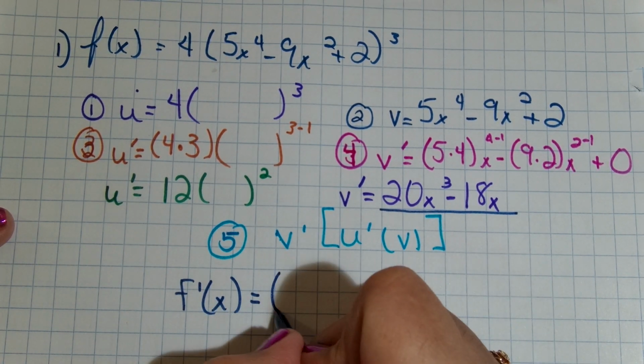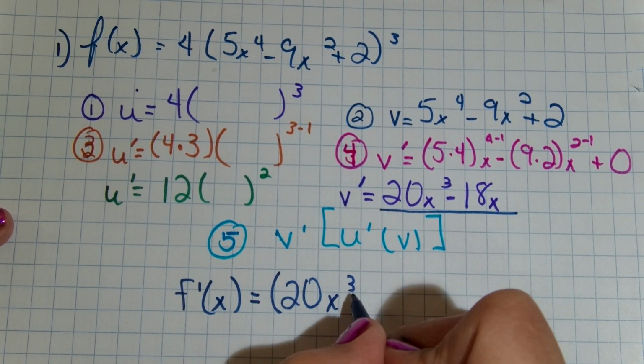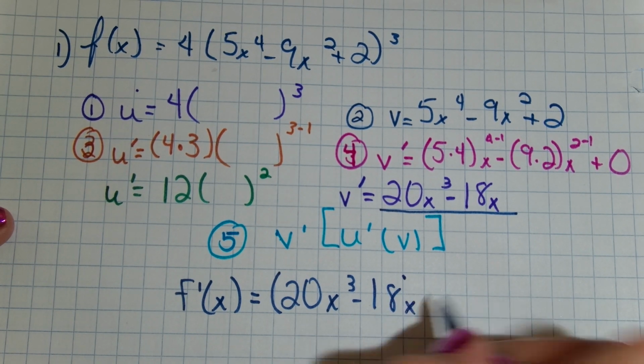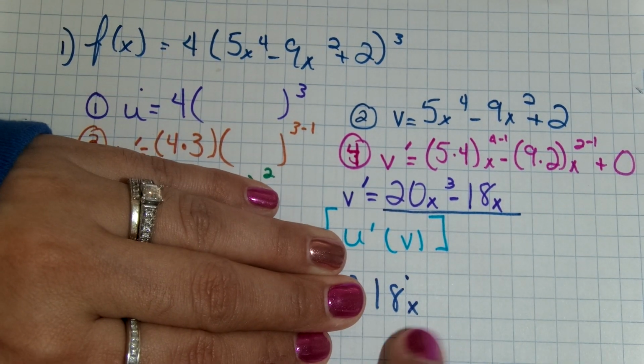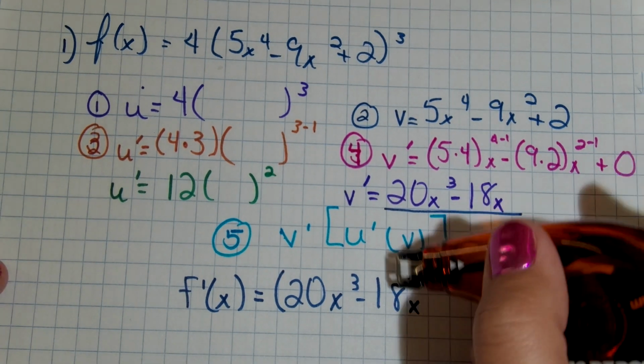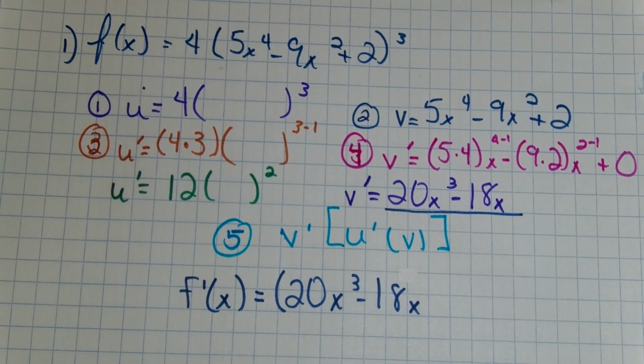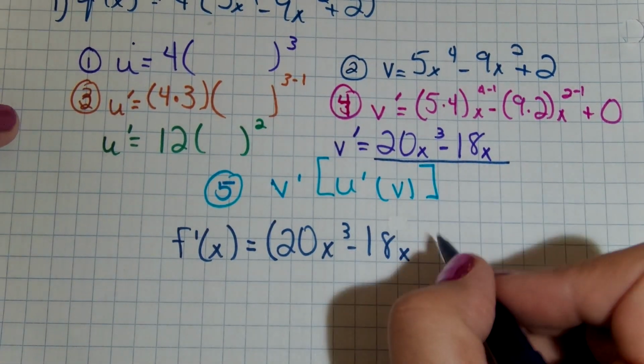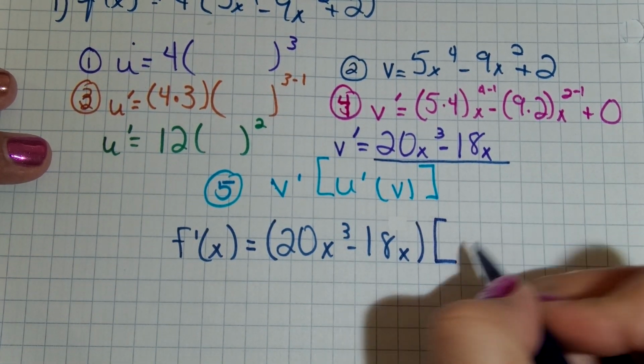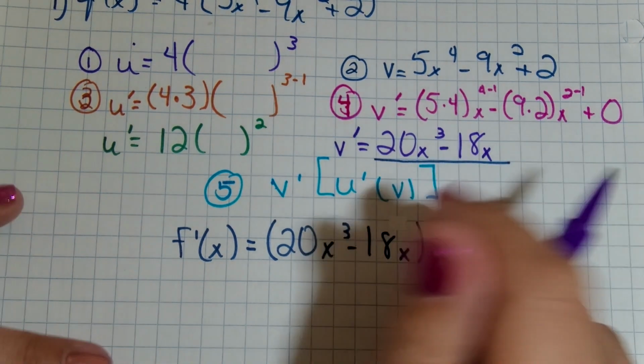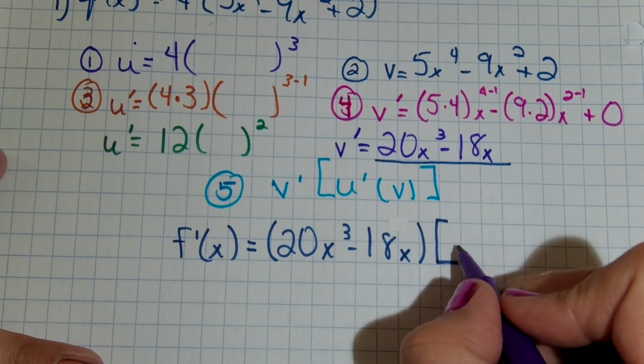So v goes first. Please make sure you're putting these in parentheses. Because if you do not, you're implying that you're only multiplying this times the other function. You have to put parentheses. You have to make sure you're separating them, or you're not going to get full points. You can use brackets to separate the v and the u.